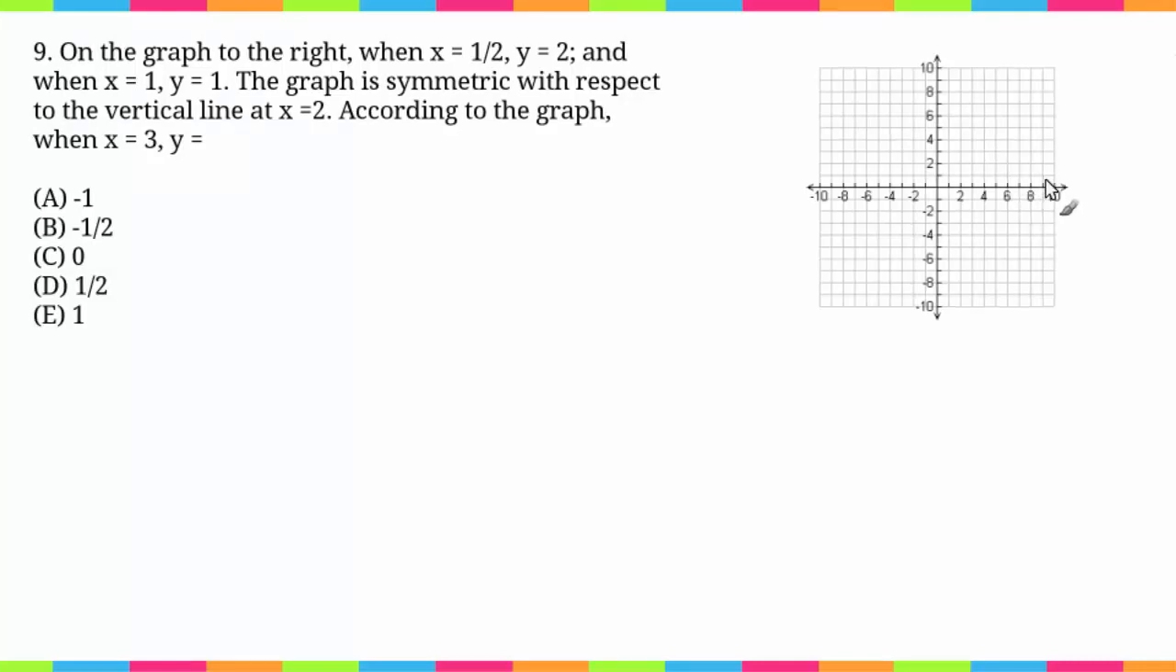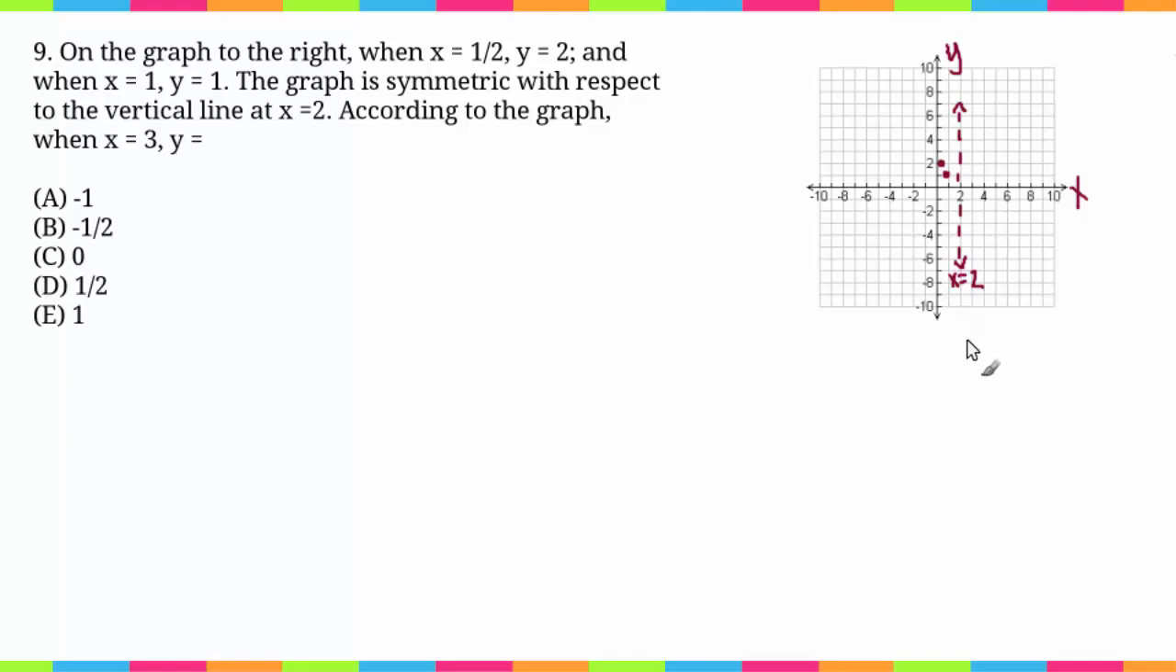Okay, so the first thing I'm going to do is label my axes. So this is our y-axis, and this is our x-axis. Now I'm going to go ahead and plot these points. It tells us when x equals 1/2, y equals 2, so that's somewhere right in there. And when x equals 1, y equals 1, so that's somewhere here. And it tells us that the graph is symmetric to the vertical line at x equals 2. So the vertical line at x equals 2 is here, something like that, and this is x equals 2.